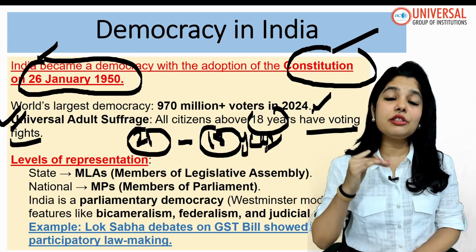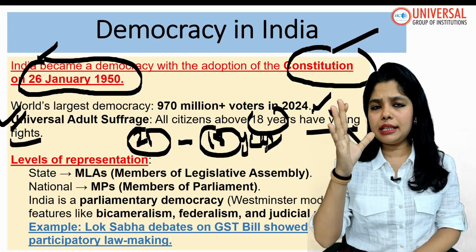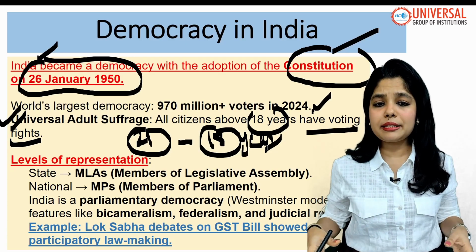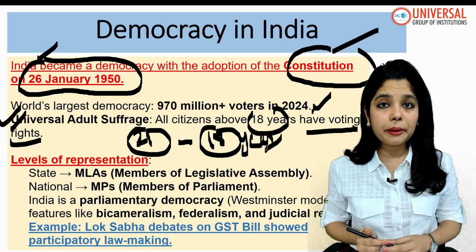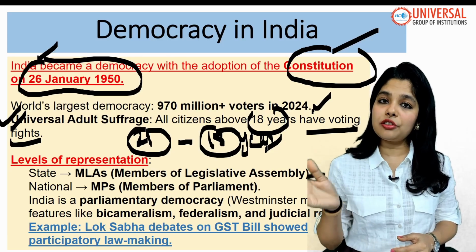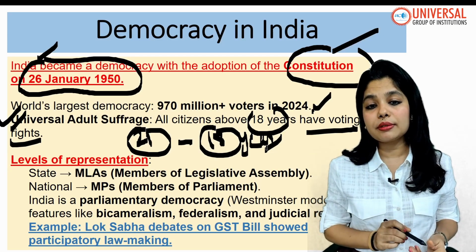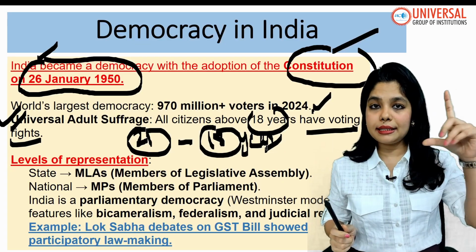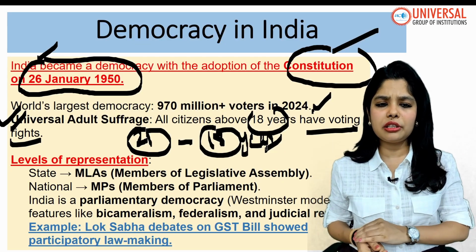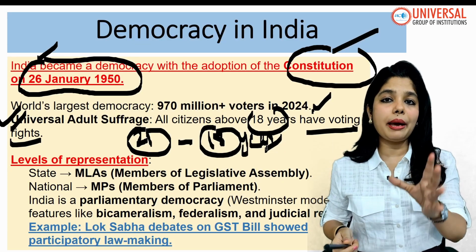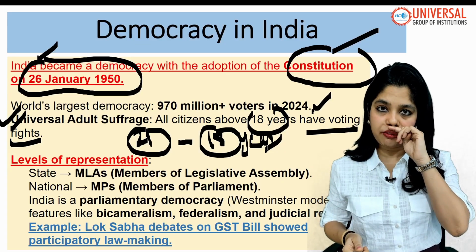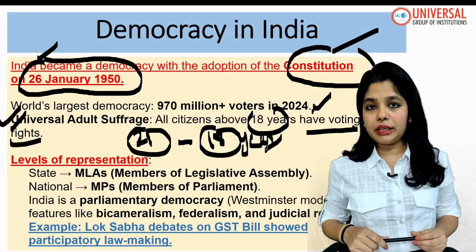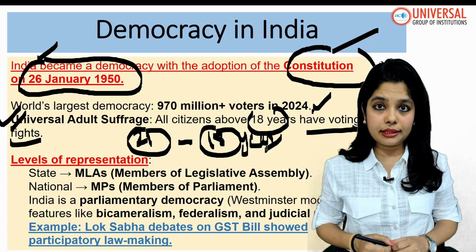Now there are levels of representation. At the state level you get your MLAs, members of the legislative assembly. At the national level you have your MPs, members of parliament. Currently we have 28 states and 8 union territories.